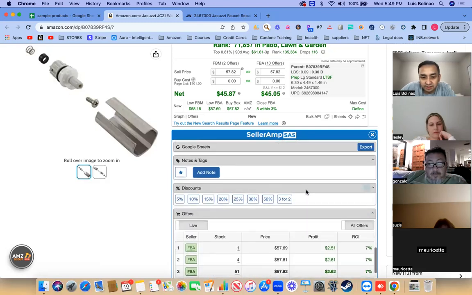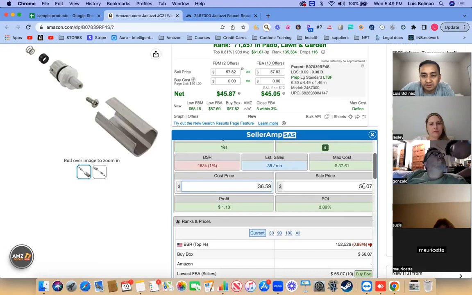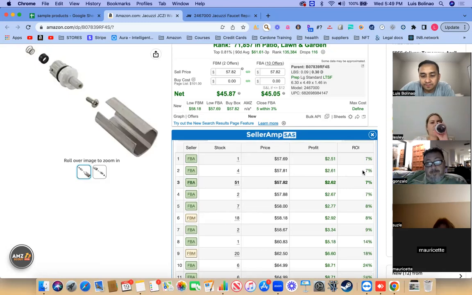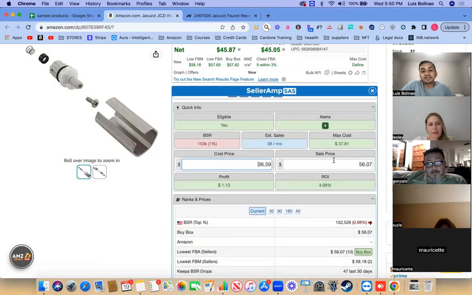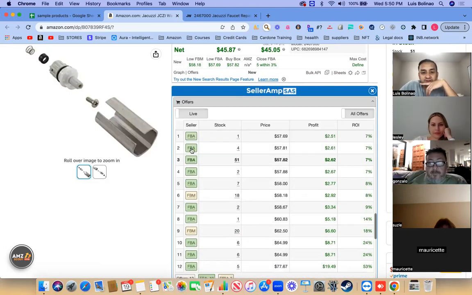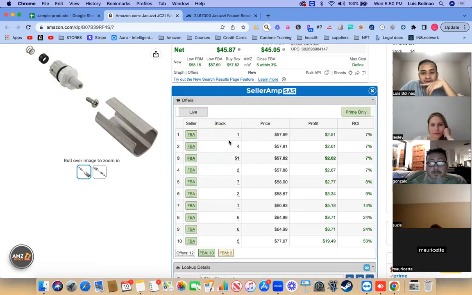If you look at the other sellers, sorry, I'm gonna go back. So $56 sale price. Yeah, this thing is not good. This product is selling like 38 times a month, right? But if you look at the competition, there's so much competition. Well, no, it's a lot of competition. Plus, the ROI is too low anyway, right?